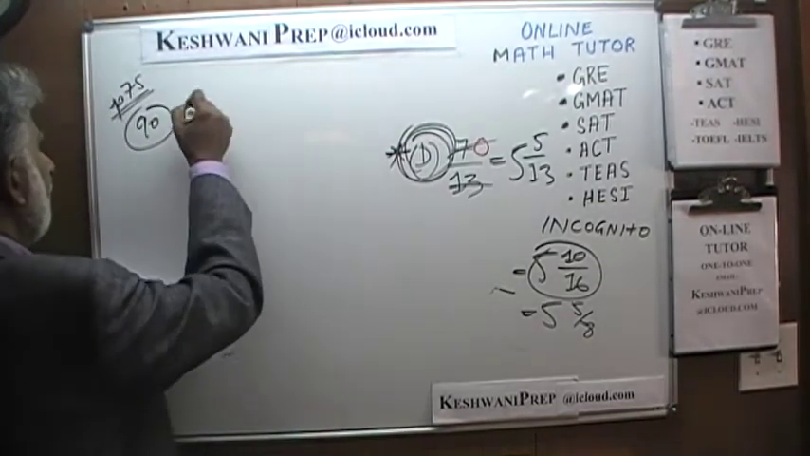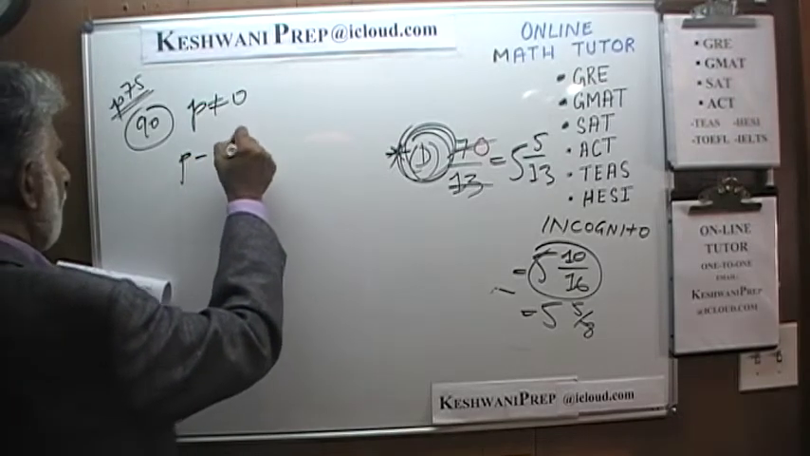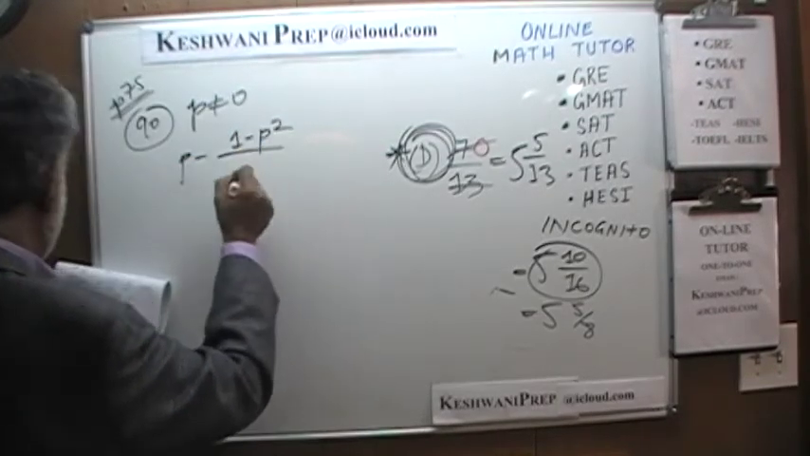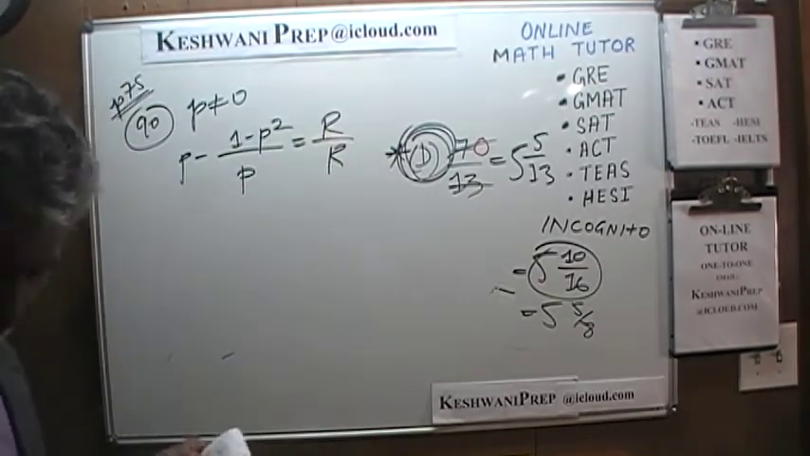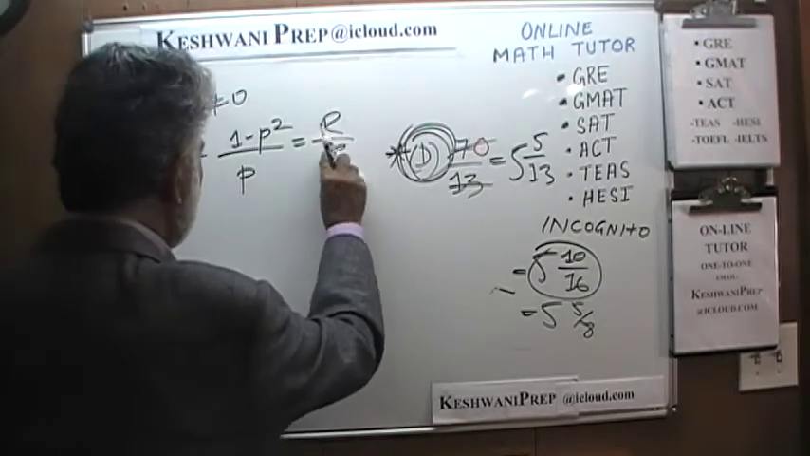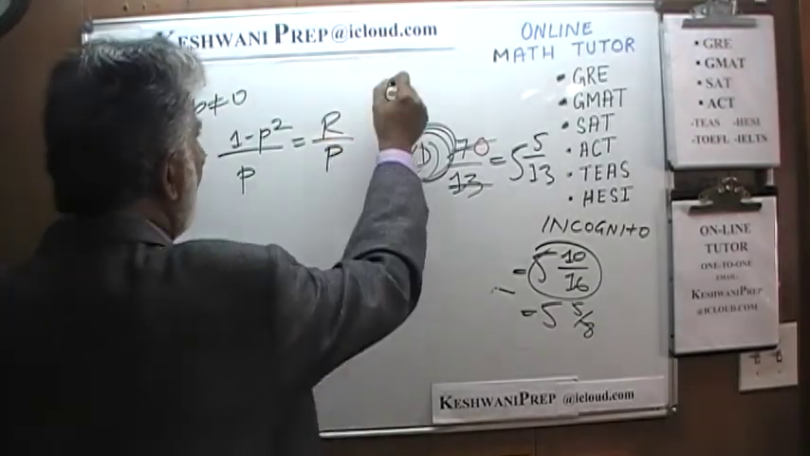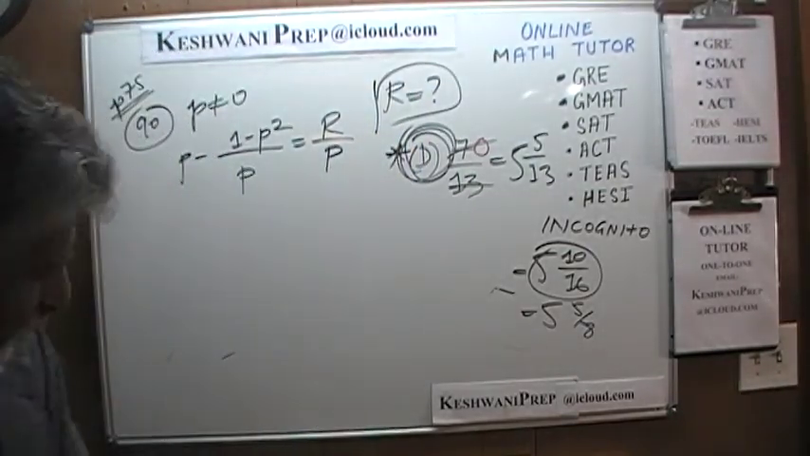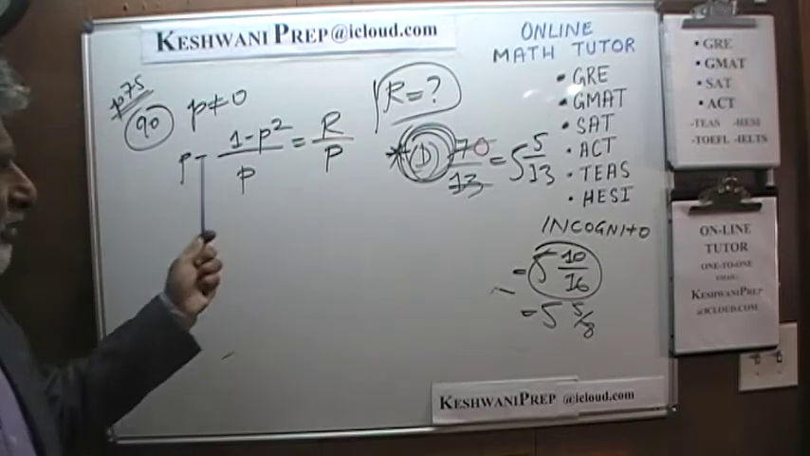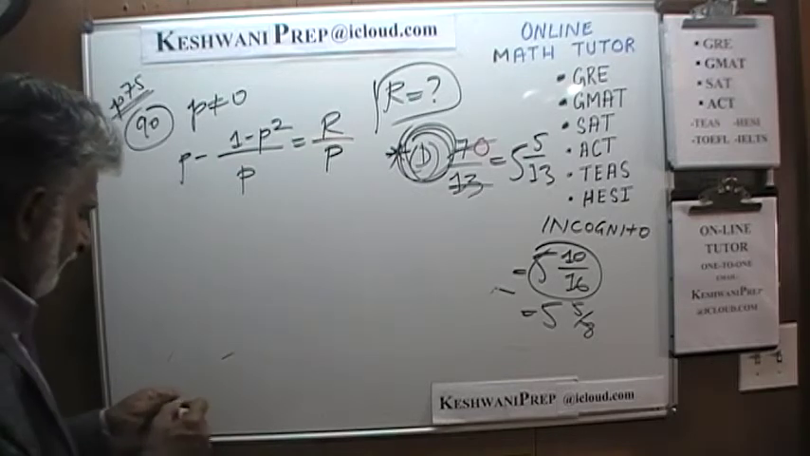Number 90, it says P is not equal to 0. And we are told that (P minus 1 over P squared) minus (1 minus P squared over P) equals R times P. And the question is very, very simple. The question simply is, how much is R? All they want you to do is solve this simple expression for R. So let's do that, shall we? Let's solve this expression for R.